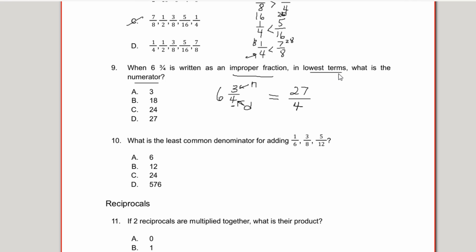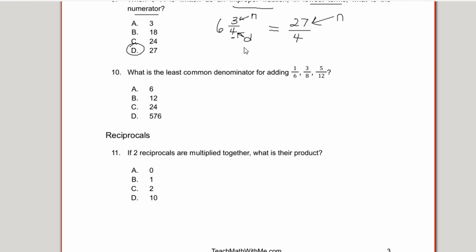And it's in lowest terms, which means there is no value that we can divide evenly into both 27 and 4. Now it's asking us for the numerator, which again we said is the number above the division bar. It's the number on top, and that is a 27. Answer choice D. Question 10 says, what is the least common denominator for adding these three numbers?